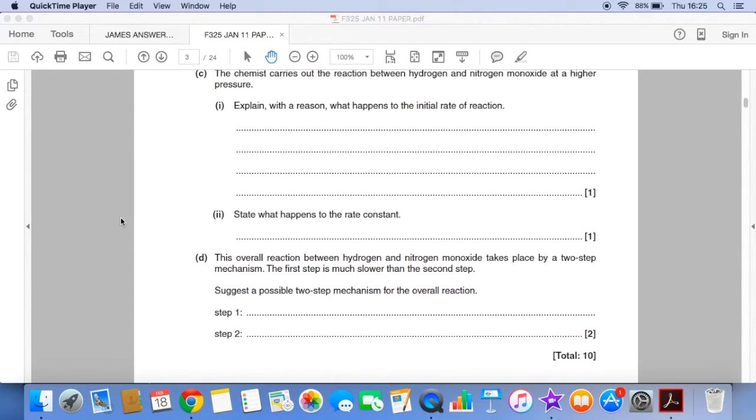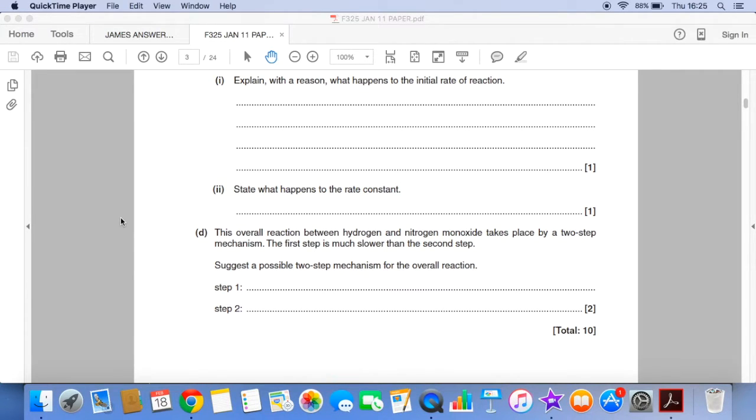And then the final part of the question, we need to come up with a possible two-step mechanism for the overall reaction. So if you want to have a go at that, and then I'll go through the answers.